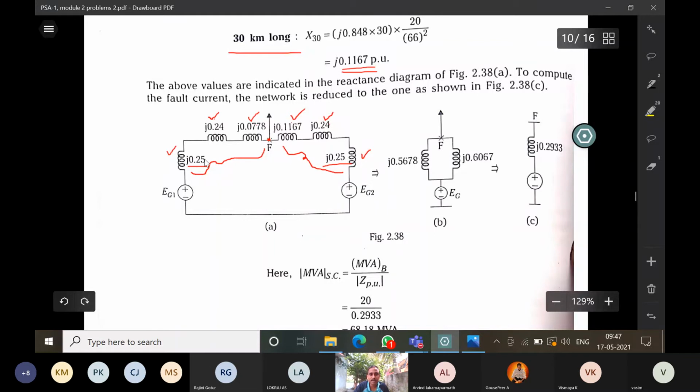Okay, we will get 0.5678 for these three series combination. Similarly, for these three series combination we will get 0.6067. In between there is a fault. So finally we can write these two are in parallel, R1 R2 by R1 plus R2.